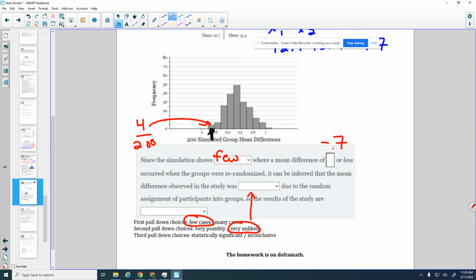So it's a little backwards maybe than the way we've thought about it before, where sometimes we say we think it's statistically significant first. So it's unlikely it was due to random assignment. Otherwise, it would have fallen somewhere in the middle of the graph, right? So we do think that it's a statistically significant difference. So if we were in the other case, if we had something like, let's say right here that was more towards the middle, we would say many cases. So it's very possibly due to random assignment, and therefore it's inconclusive. So that's kind of like the two ways it can go. Homework for this is on Delta Math, and there'll be questions similar to this one.